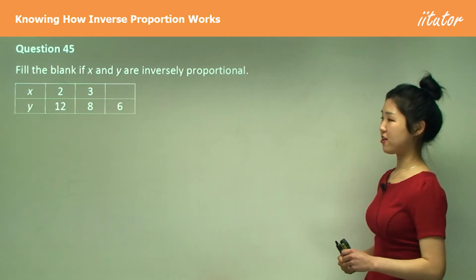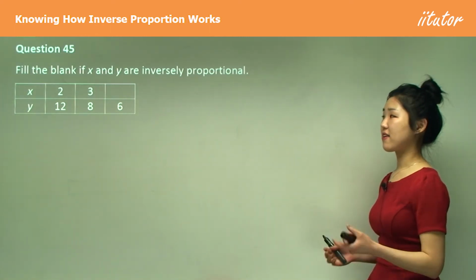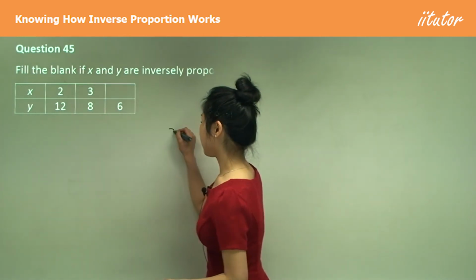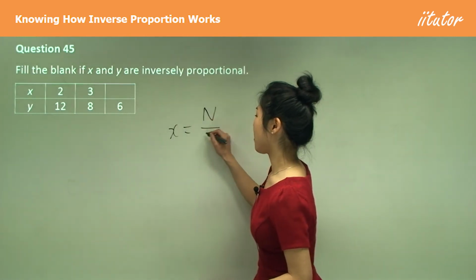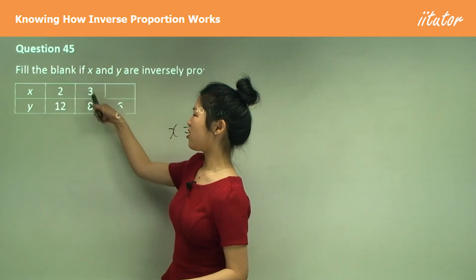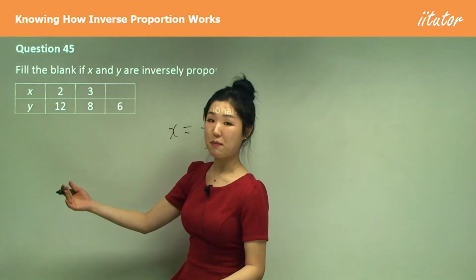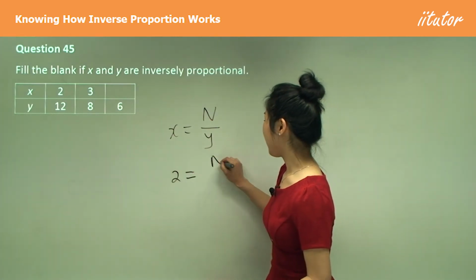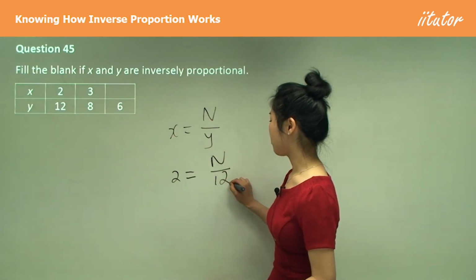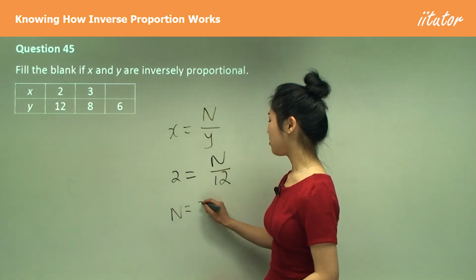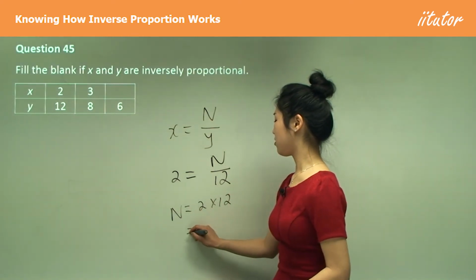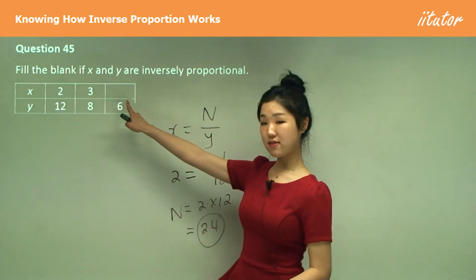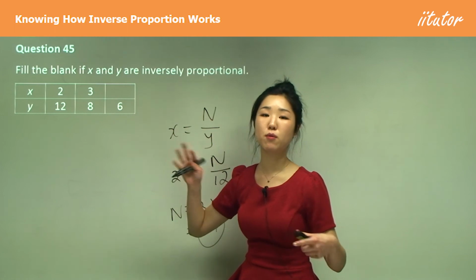Question 45. How about you try this one? Fill in the blank if x and y are inversely proportional. Let's just do one example. If x is some number divided by y, let's just use this point. You can use this one if you like. It doesn't really matter. You get the same answer. So if x is 2, y is 12. Therefore n would be 2 times 12, which is 24. So we found the number. What's 24 divided by 6? We can do that because they're inversely proportional, right?